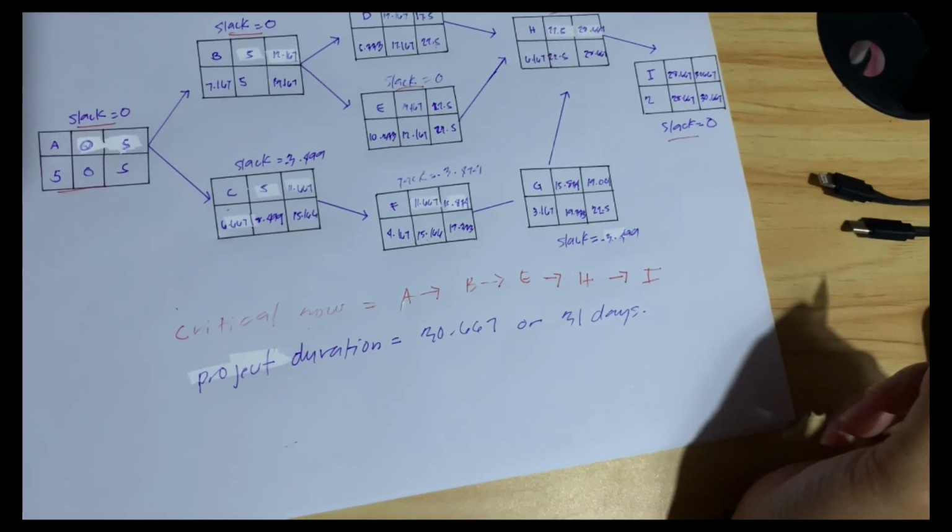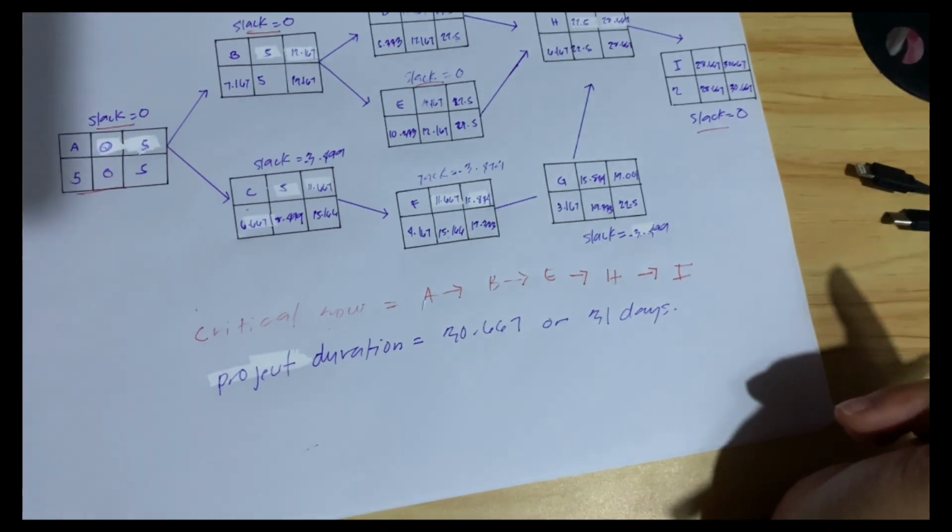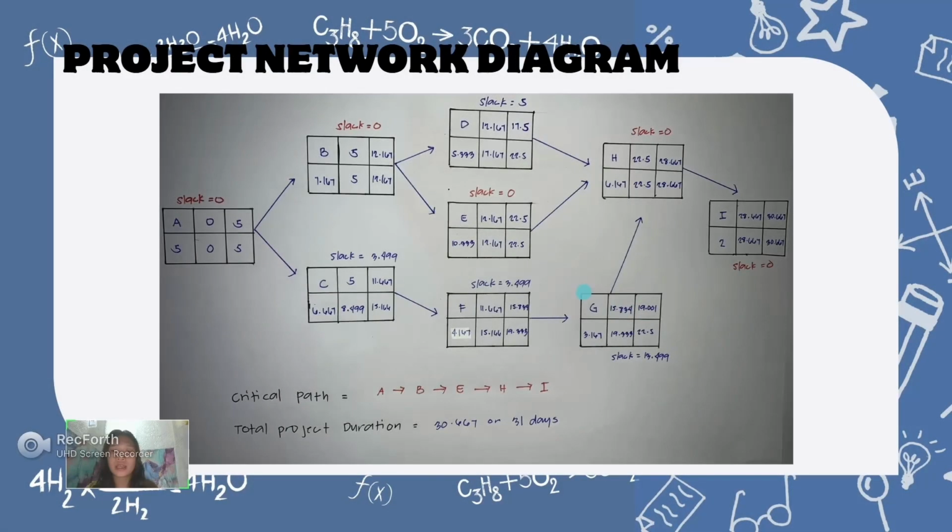And that is how we get the critical path and compute the network project diagram. And this is now the completed network diagram. It includes all the activities, expected time, and flow of the project, also the slacks and the total project duration.